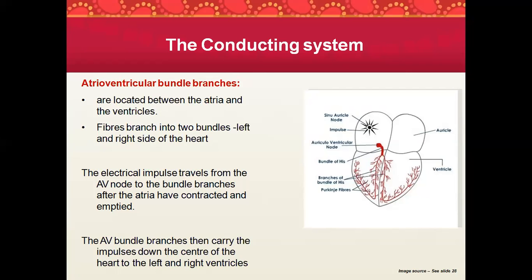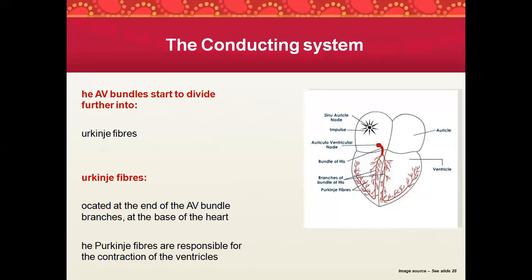SA node to the AV node, from the AV node to the bundle of His, then to the left bundle branch and the right bundle branch, and from the left and the right you will go with the Purkinje fiber. So what is the natural pacemaker of your heart? The SA node. From the SA node it goes to the AV node, from the AV node to the bundle of His, from the bundle of His to the left and right bundle branches, and after that the electrical impulses pass on through the Purkinje fiber.